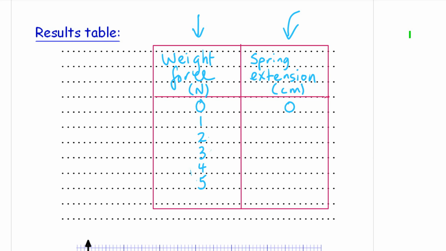So these are the results. When we added a weight force of 1 Newton, the extension was 4 centimeters. At 2 newtons, it's 8. At 3 newtons, the extension was 12 centimeters. This went on to 16 centimeters, which then went on to 20 centimeters. There's a definite relationship here. As we increase the weight force, the spring extension also increases.